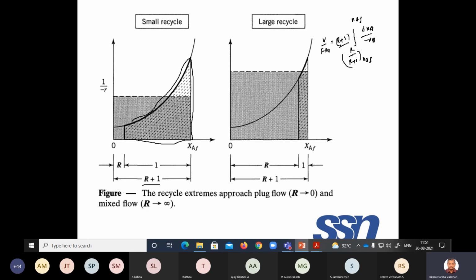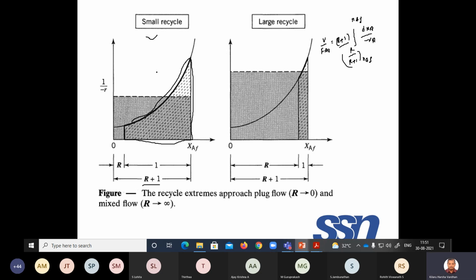Now what will happen when R is infinite? When R is infinite, that means infinite plus 1, the one component is very small. The R component is very big. You know that the area is the rectangle. R plus 1 is R plus 1. So the area under the curve, or the rectangle, this is the big rectangle which will give you the volume.